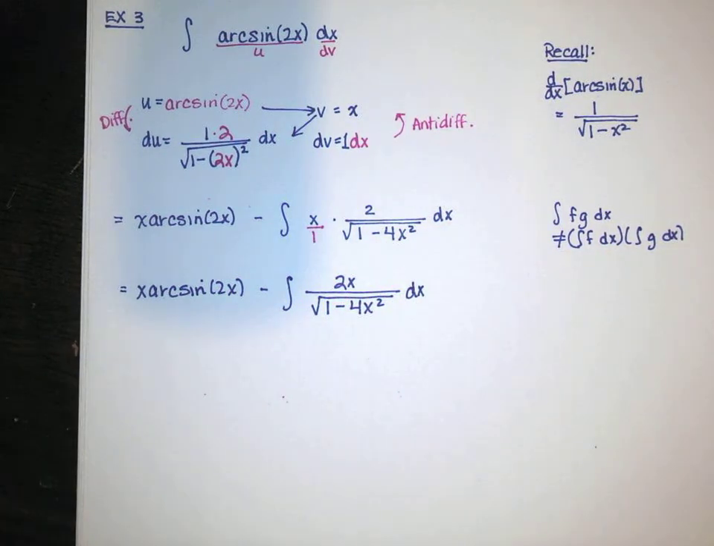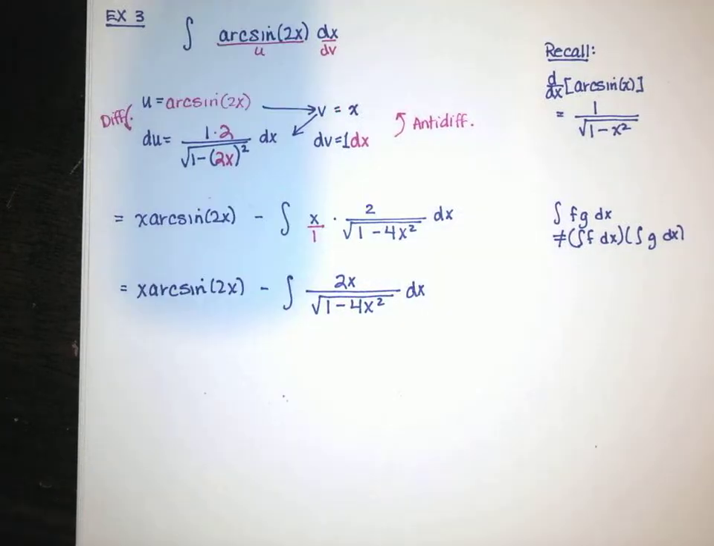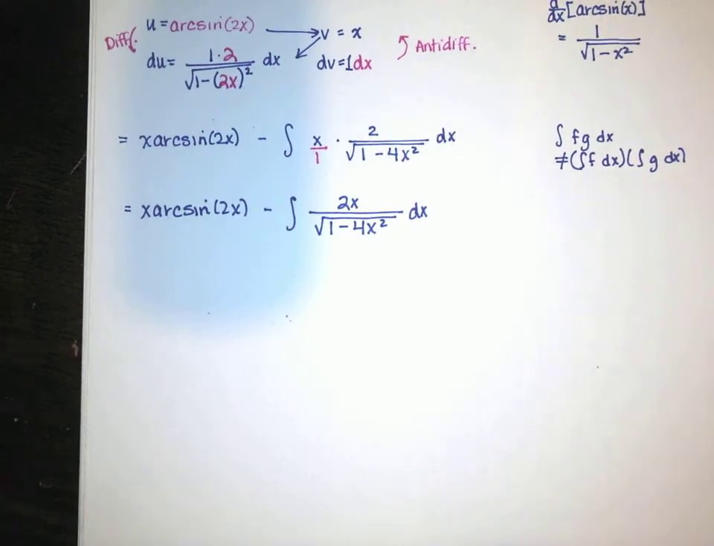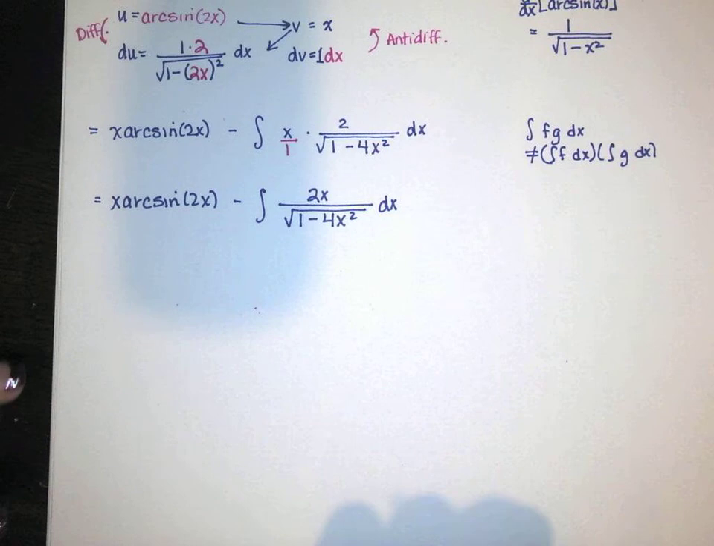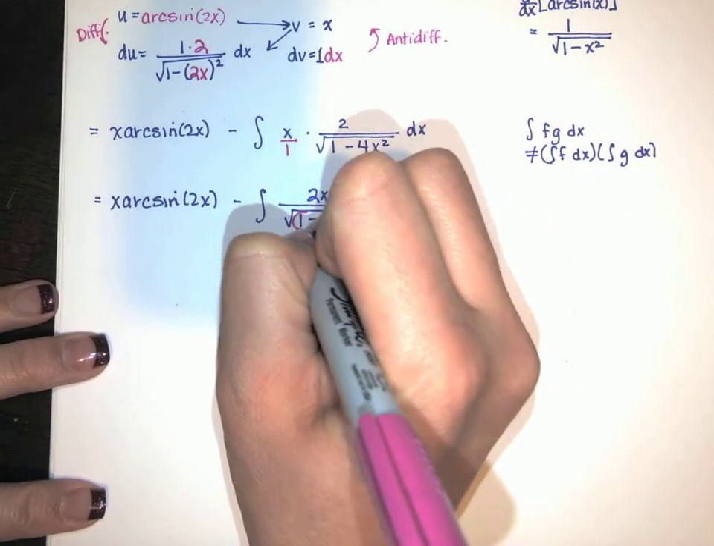Do we have a rule for that? It's not an arc sine because of the x. It is a u substitution. Now remember, whenever we're checking to see if u substitution will work, we're looking for a function nested inside another function.